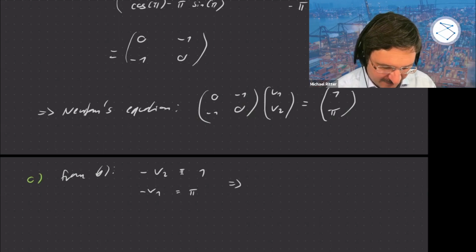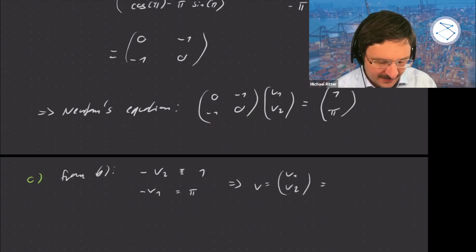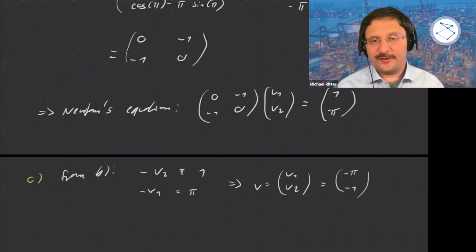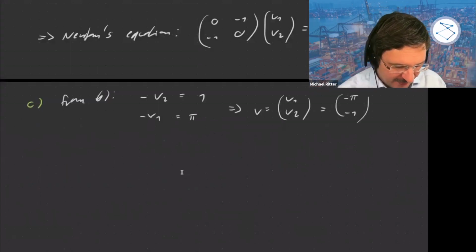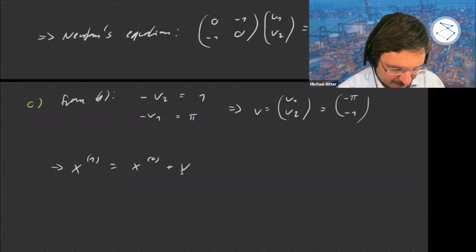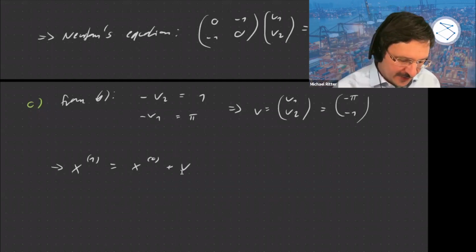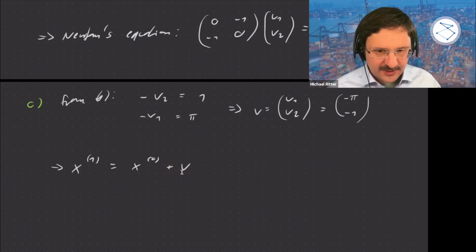And that means our v, consisting of v1 and v2, is going to be minus pi and minus 1. So that's the Newton step here. And remember, we get x1 by simply taking x0 and adding that Newton step. Pretty much the same as in gradient search. In gradient search, you would have some step size here before that search direction. In Newton's method, the step size is always 1.